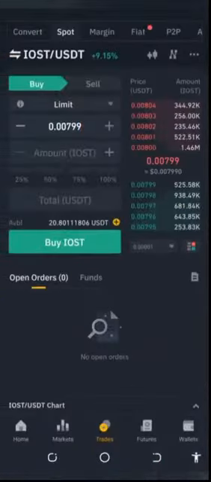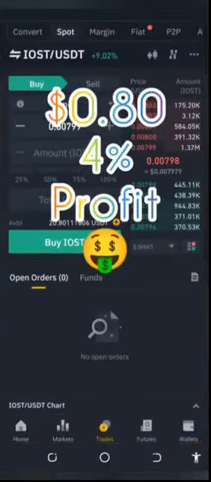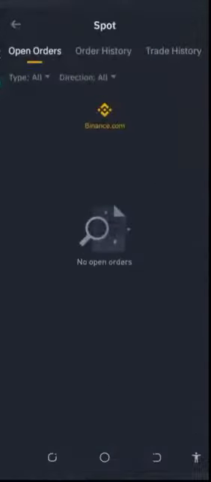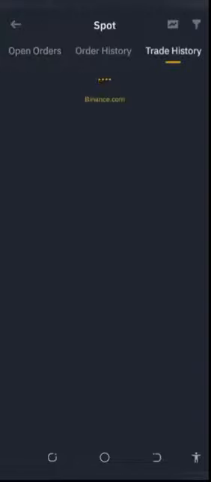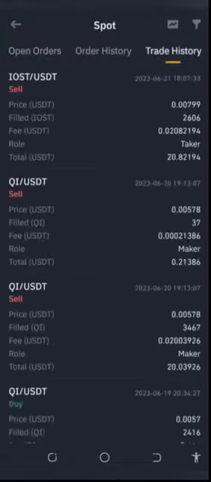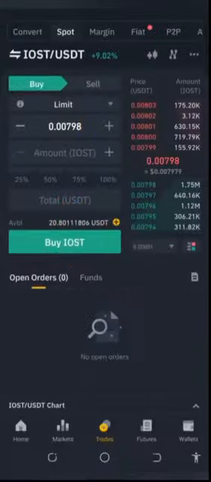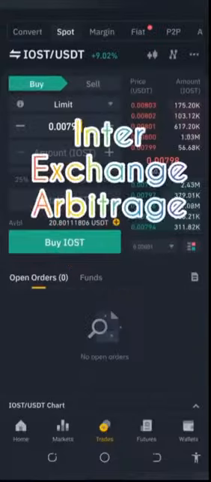Something actually happened. Wow, but that actually favored us, really, because now we've been able to make 80 cents over our $20. Oh my gosh, this is beautiful. Yeah, let's go and check what happened here. Okay, so we actually sold this to USDT. Wow, we sold the 2606 and we got 20.82. Oh my God, this is beautiful. I love this. Now, this is actually an inter-exchange arbitrage, right?